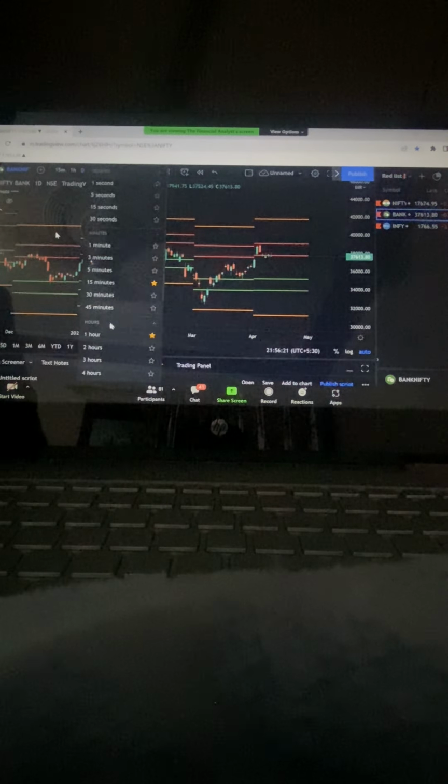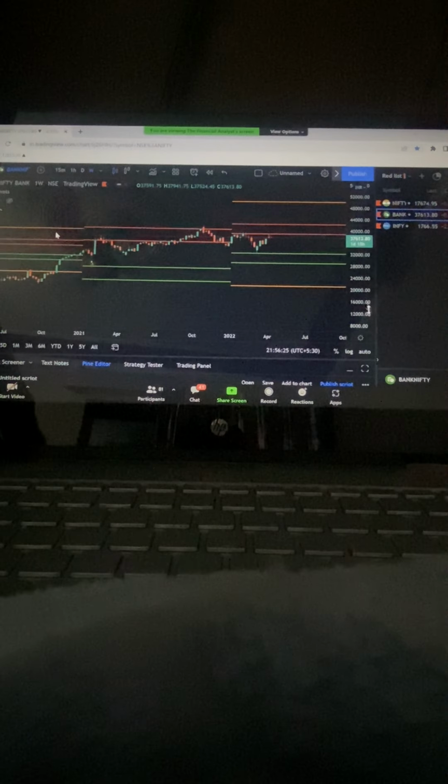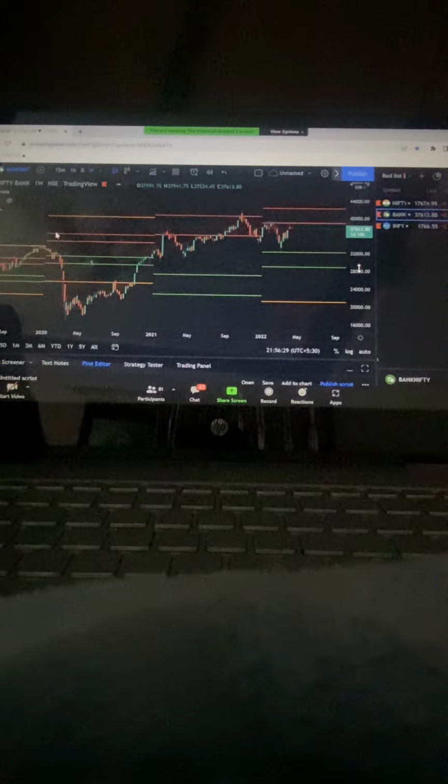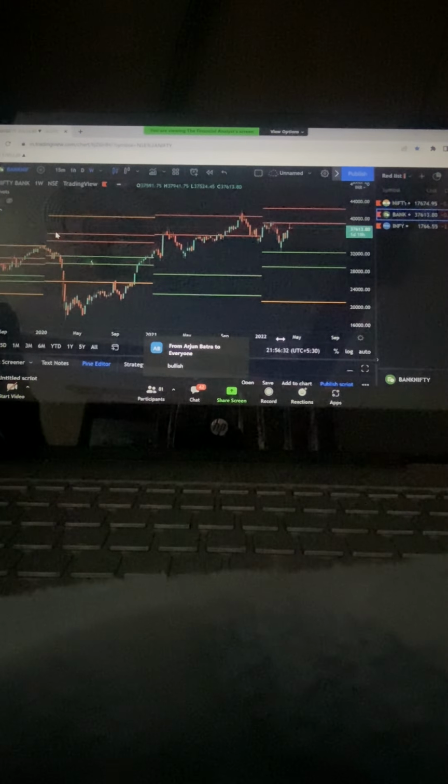Similarly, let's check for yearly as well. Okay. So tell me, what is the yearly trend of Bank Nifty? I want to see the answer here. Bullish. Arjun says bullish. Everyone says bullish. Okay.